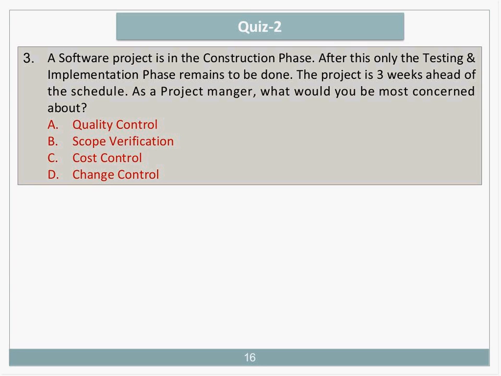We state that until the deliverables are accepted by the customer or the sponsor as a scope verification process, we will make sure if the project is really 3 weeks ahead of schedule. So that looks like a very good candidate. As most of you said, B.